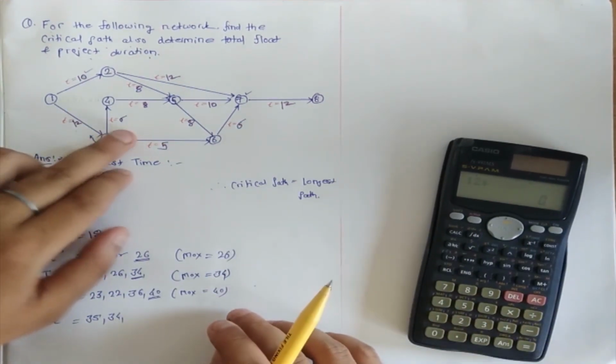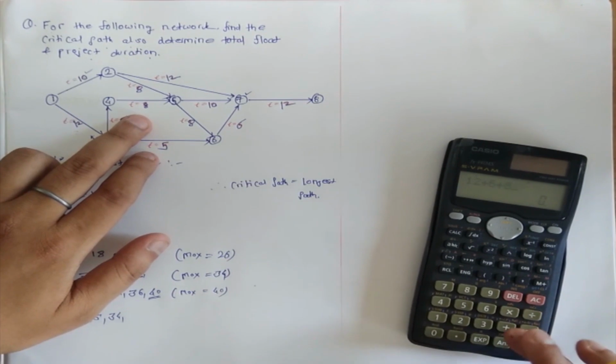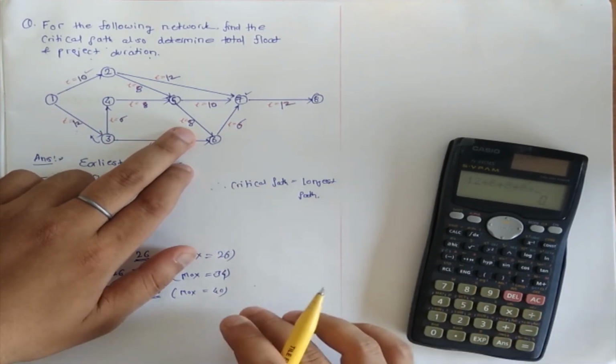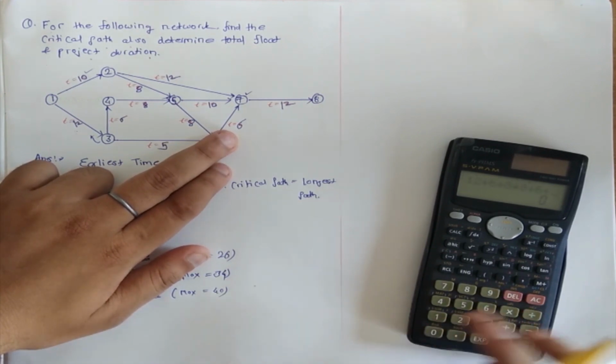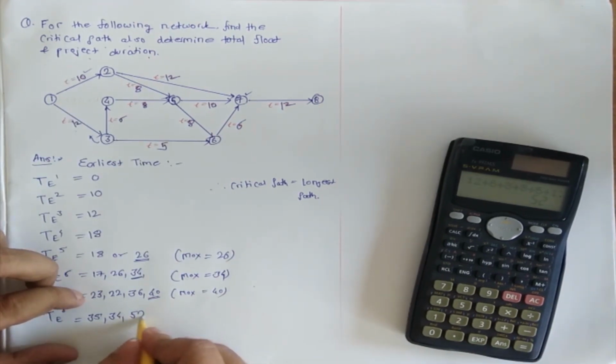12 plus 6 plus 8 plus 8 plus 6 plus 12, coming to be 52.